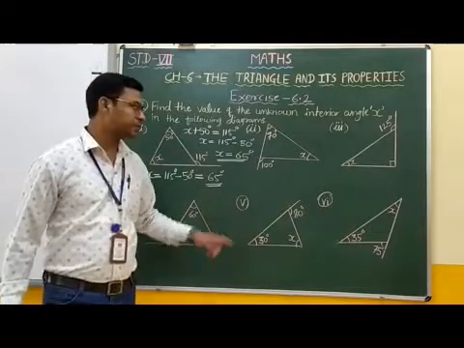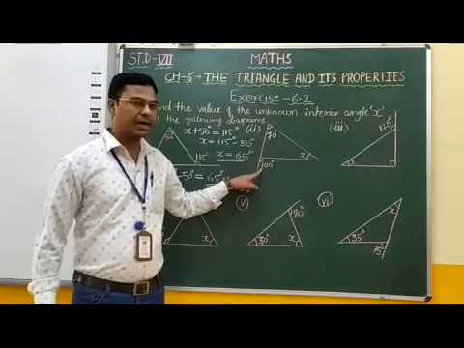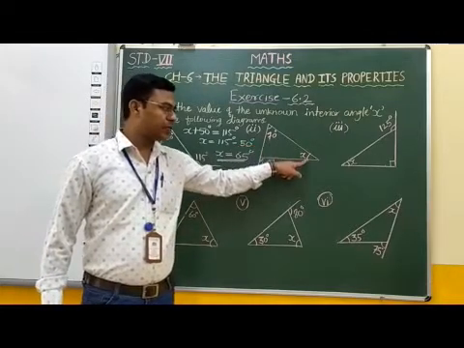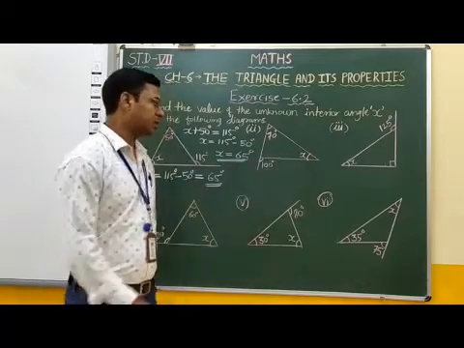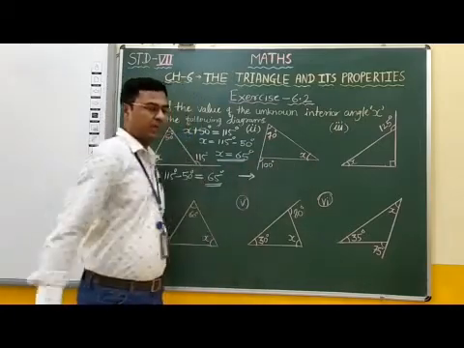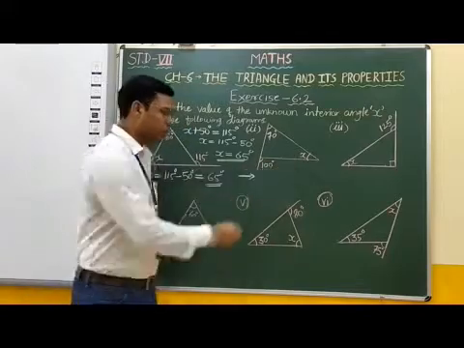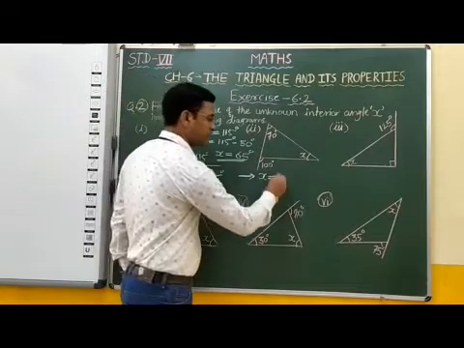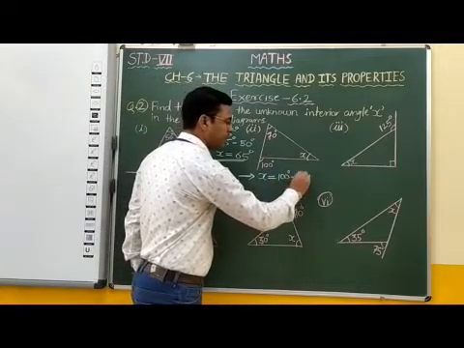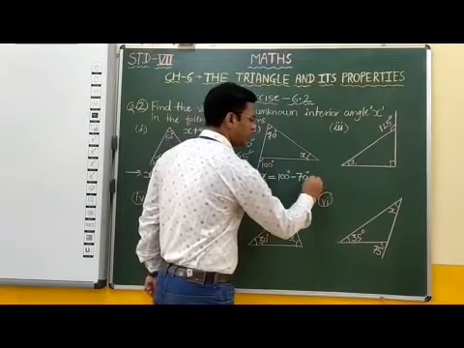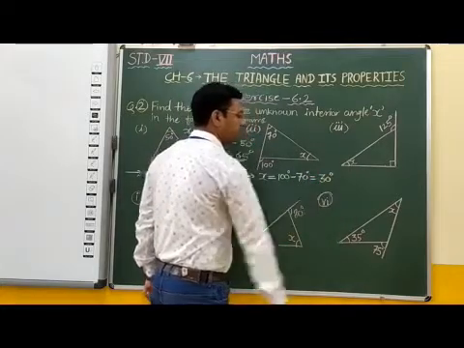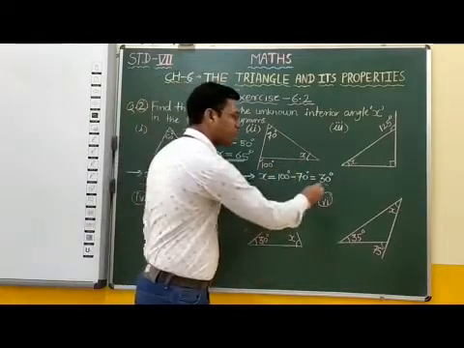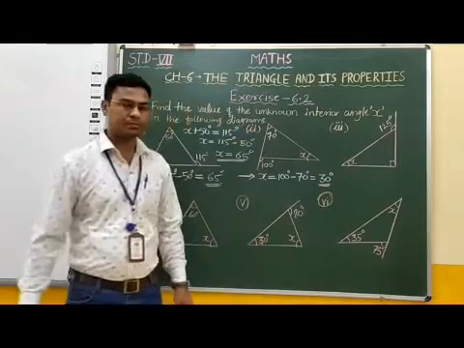Now, in the second figure, the exterior angle is 100 degree, one interior opposite angle is 70 degree, and we have to find the measure of x. Therefore, here also the same method. x is equal to 100 minus 70. 100 degree minus 70 degree is equal to 30 degree. Therefore, the value of x, or the measure of x, in this figure is equal to 30 degree.